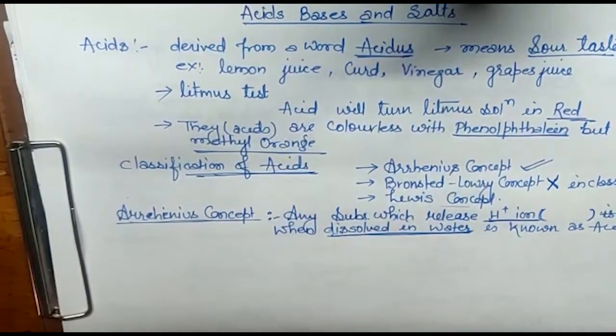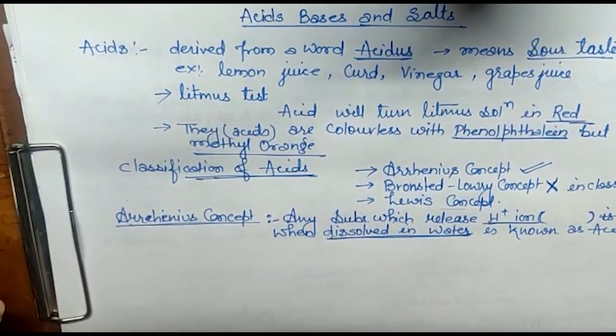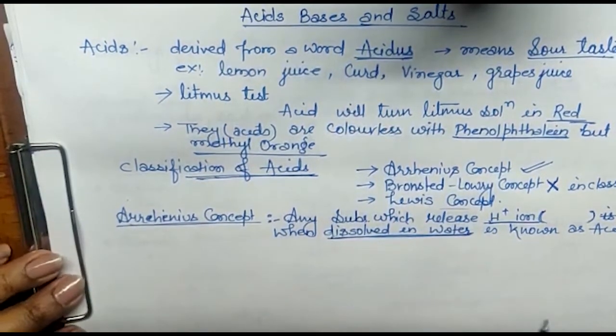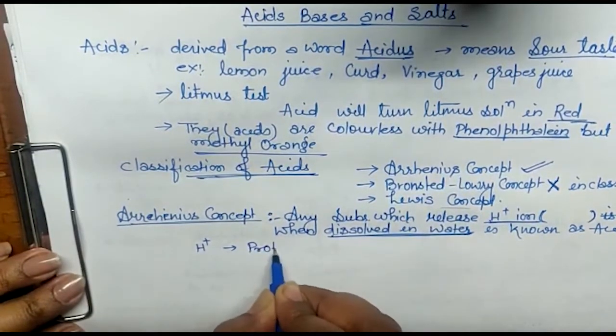So acid, to show the acidic property, the substance must be dissolved in water. Got it? So this is the Arrhenius concept. Now this H+ can also be considered as a proton. Why will it be a proton?